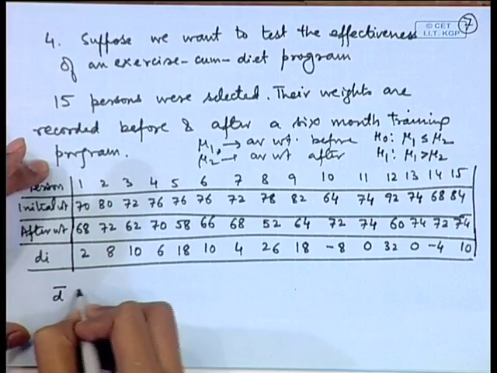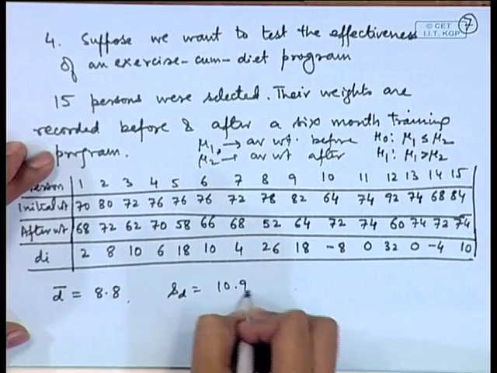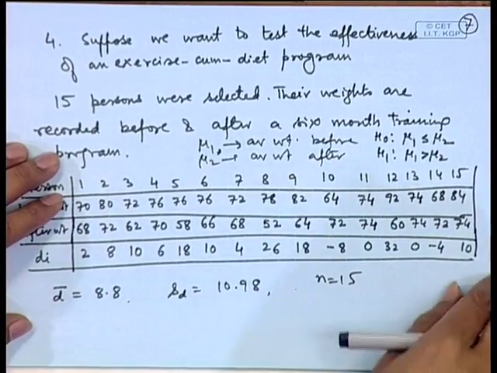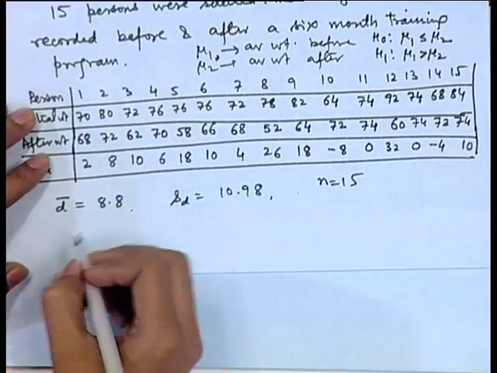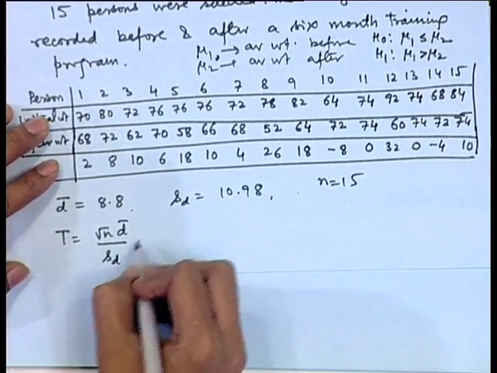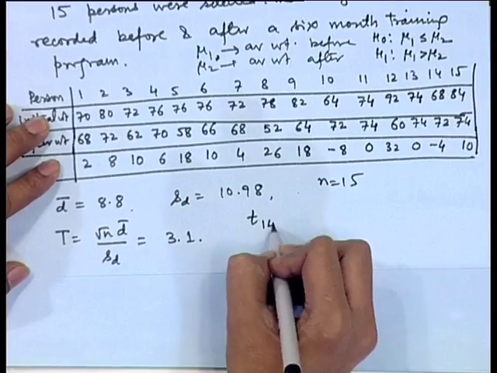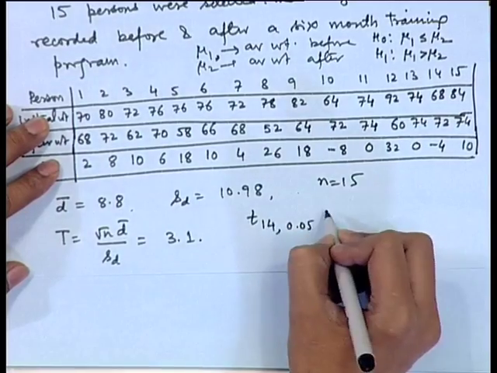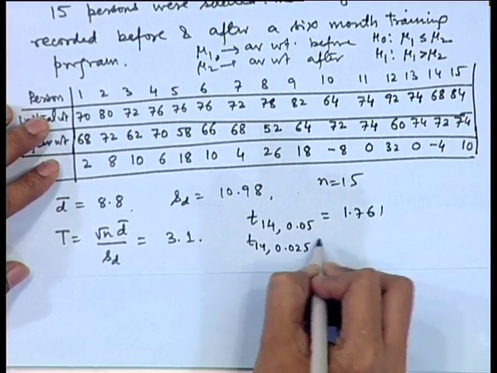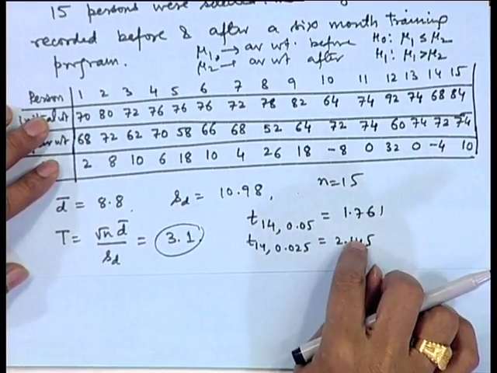So, let us calculate d bar, that is 8.8, S d is equal to 10.98. Here n is equal to 15. So, the value of the t statistic here is root n d bar by S d, that turns out to be 3.1. If we are considering t distribution on 14 degrees of freedom, then the value at say 0.05 is 1.761, t 14 at say 0.025 is equal to 2.145, etc. You can see that this value is significantly higher than these values.